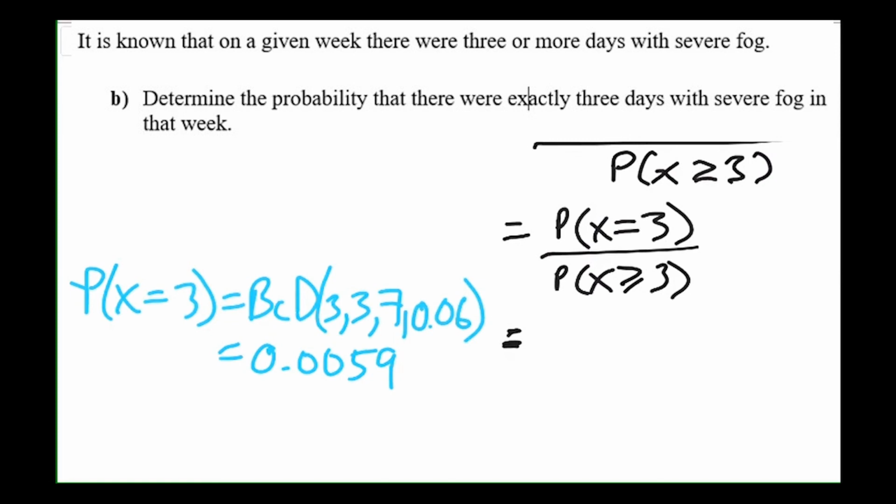What I'm actually going to do is I'm just going to type these into the calculator, the BCD form, just so I'm getting the most accurate version of the answer that I can, rather than using these rounded answers. If I do that, I get 0.9378 as my final answer.